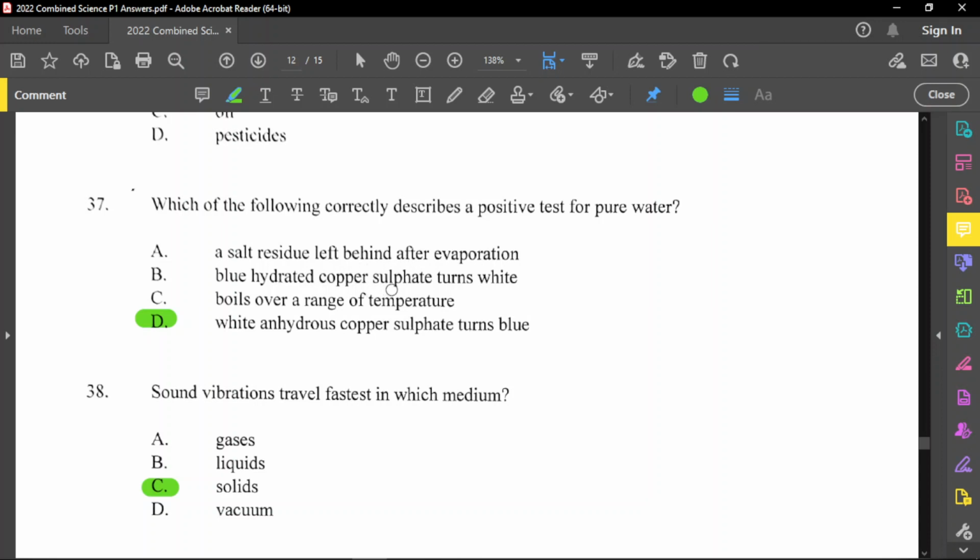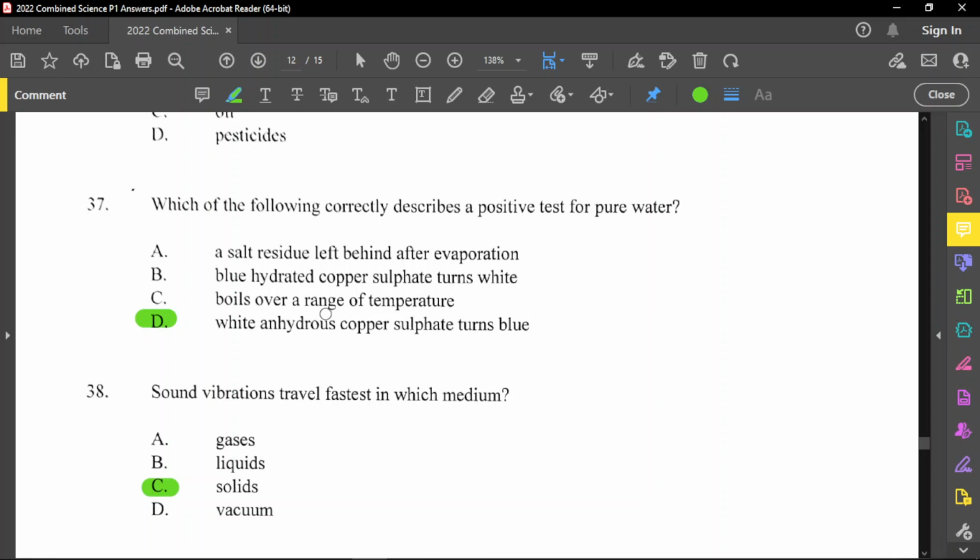Blue hydrated copper sulfate turns white. No. If it's pure water, it's not going to do that. All it's going to do is dissolve or dilute the copper sulfate, so the blue color will remain. Boils over a range of temperature, which is not true because pure water boils at 100 degrees Celsius. White anhydrous copper sulfate turns blue. Anhydrous means lack of water, so when you put water on white copper sulfate, it becomes hydrated and turns into a blue substance.